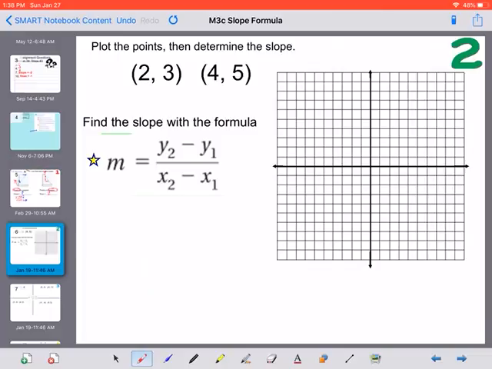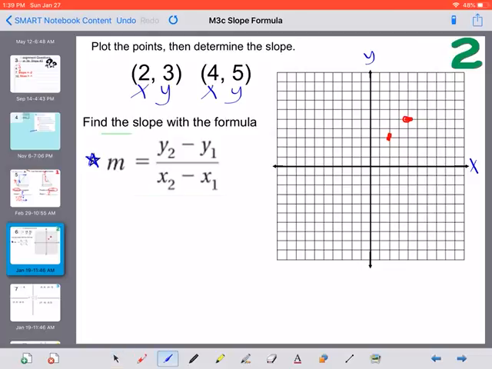So we're going to learn a second way to find slope today. We're going to plot our points and count the slope, and then we're going to use a slope formula that I will teach you to see, do we get the same answer without even having to graph it. So let's start by plotting our 2 points, x, y. Our first point, x is 2, so 2 to the right on the x-axis, and y is 3, so up 3. And then our second point is 4, 5. So 1, 2, 3, 4 to the right, and up 1, 2, 3, 4, 5. Oops, right there. So we have our 2 points.